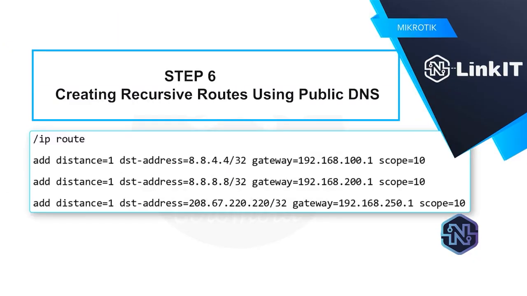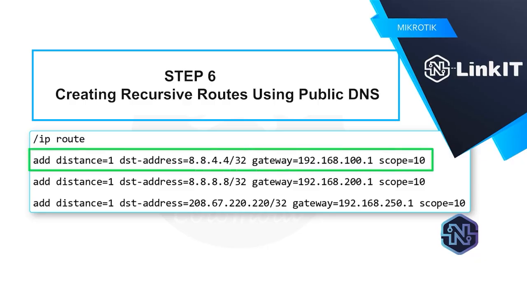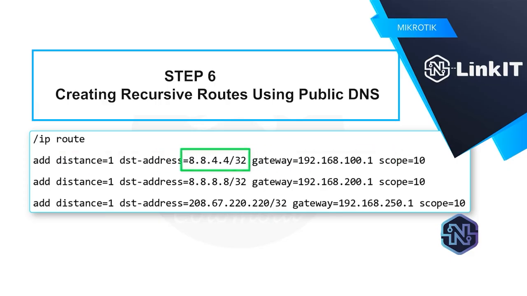Let's start with the development of Step 6, creating recursive routes using public DNS. In this step, what we're going to do is very simple. Create 3 routes, each pointing towards the corresponding provider's router, and we will tell it to reach a public DNS. For example, the first route indicates reaching Google's public DNS 8.8.4.4 through the IP address 192.168.100.1.